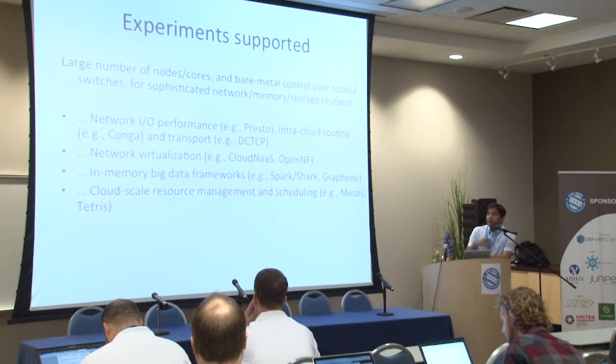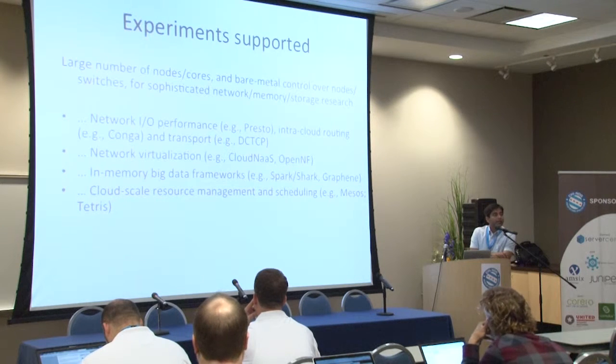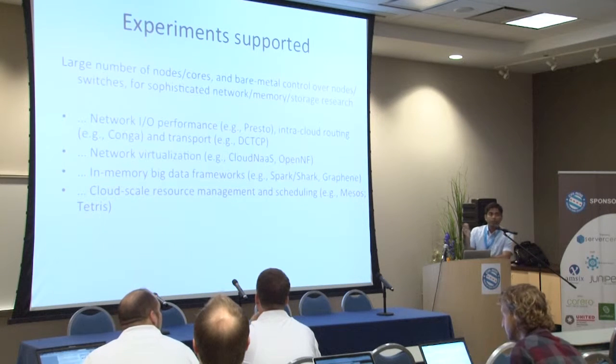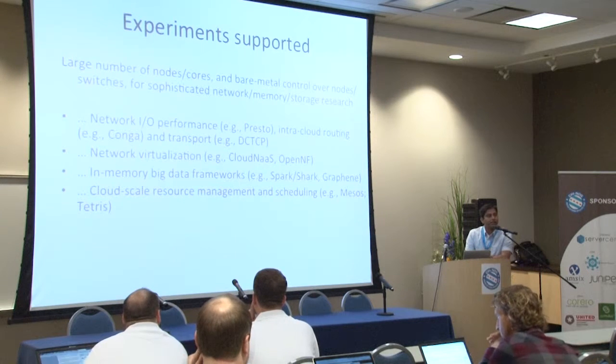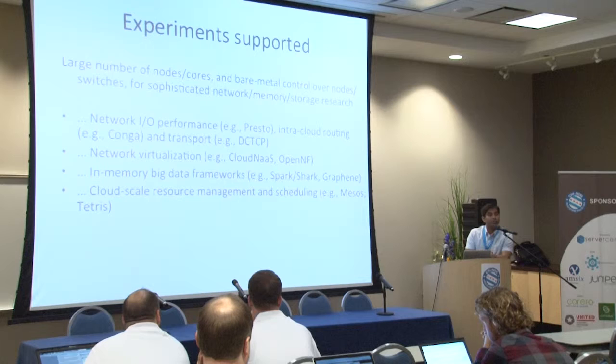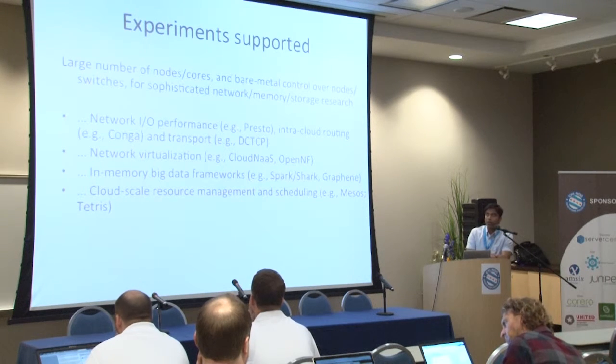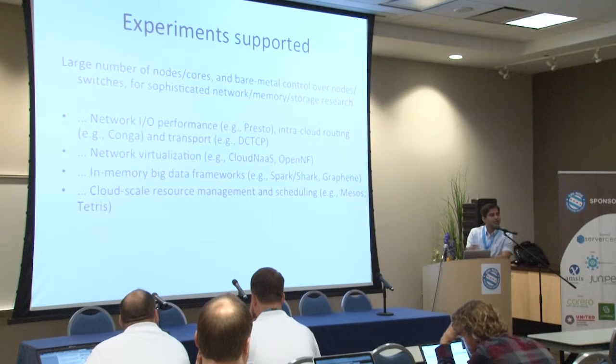Because these systems also have lots of memory in them, you can experiment with a variety of in-memory big data frameworks, things like Spark and Shark. My group developed a system called Graphene, which is basically a scheduler for many of these in-memory data center cloud computing frameworks that, again, we have experimented with on CloudLab. And you could do a variety of cloud scale resource management systems. Think of these as schedulers that go into Yarn or Tez or other such cloud computing frameworks. We've developed something called Tetris, another scheduler that does multidimensional bin packing, and things like Mesos can be natively run on CloudLab as well.